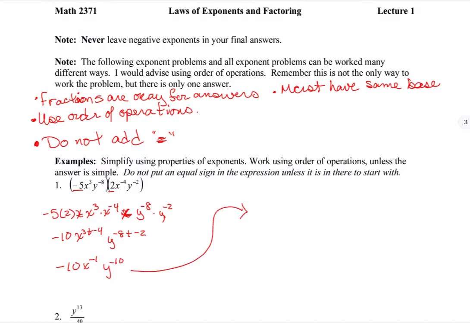Now, I'm moving over here so I have a little bit more room, but notice I did not put an equal sign. I drew a big arrow to tell me where I'm moving to. So my answer is going to be -10 over x, y to the 10th. And I'm going to box my answer.